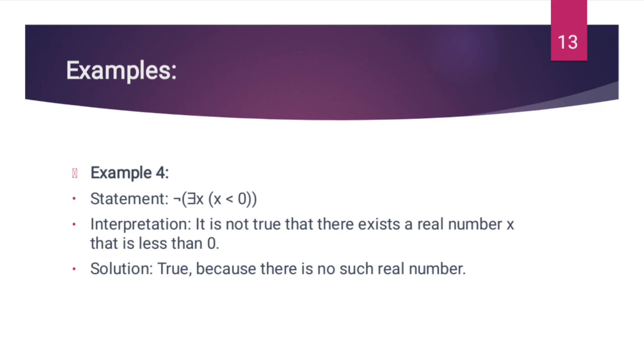Example 4. Logical: not there exists x such that x is less than 0. Interpretation: it is not true that there exists a real number x that is less than 0. Solution: false, because there is no such real number.